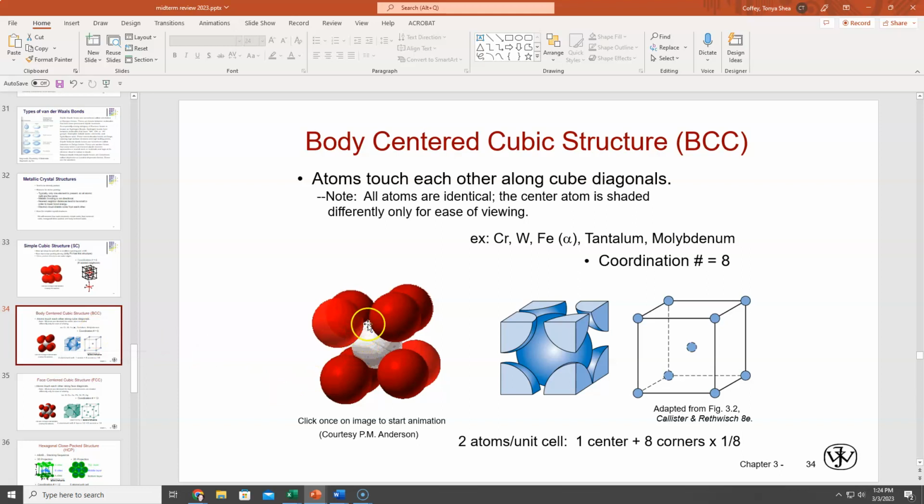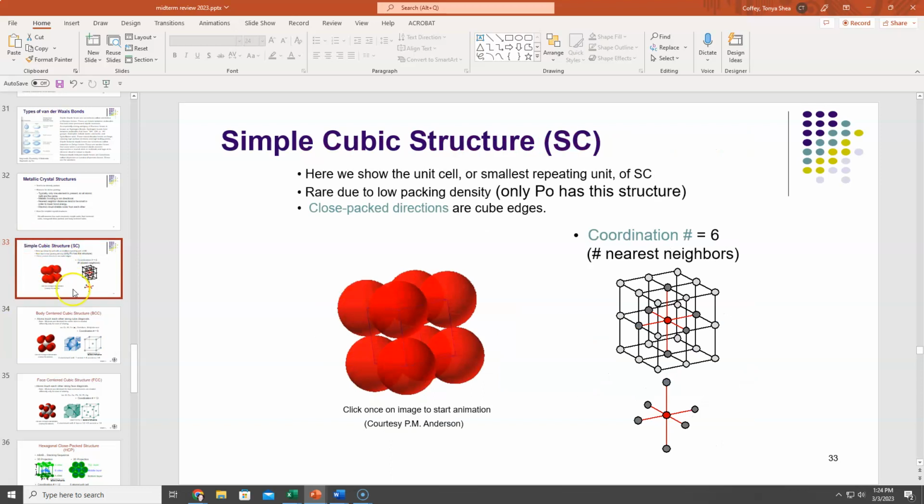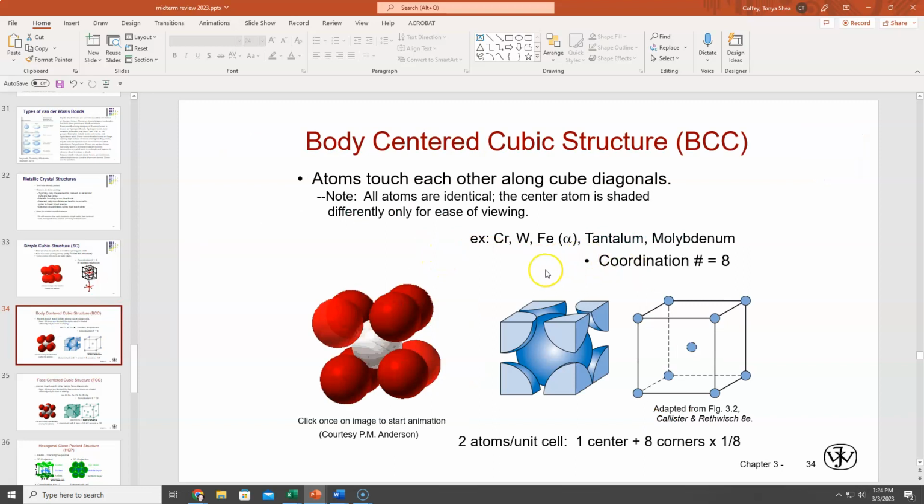There's body-centered cubic, which is a simple cubic with an atom stuck in the middle, okay? The atoms touch each other along the cube diagonals, right? Actually, I should say for the simple cubic, there's not very many materials that actually have this packing structure. Only polonium out of all of them has this structure. But for body-centered cubic, there's a number of them: chromium, tungsten, alpha iron, tantalum, molybdenum. They all have this structure where this atom is shoved in the middle. The coordination number is 8. There's 8 nearest neighbors for each atom. And there's 2 atoms per unit cell, okay?